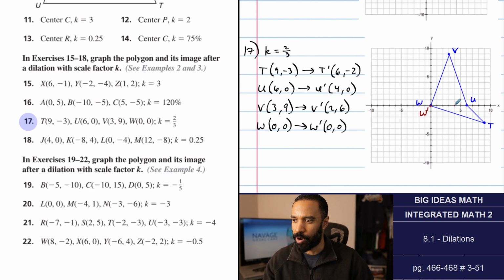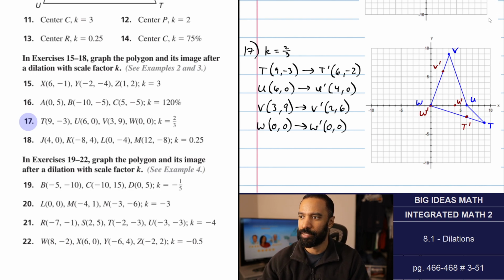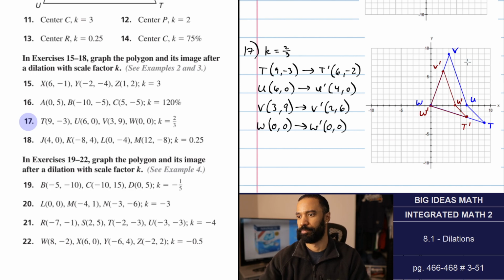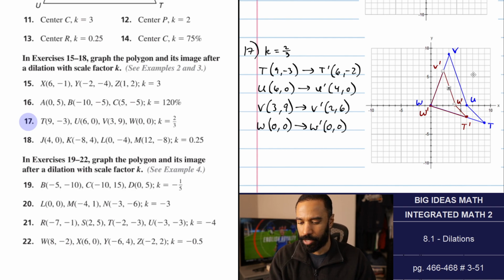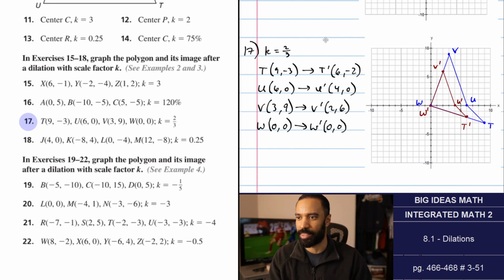U prime is at 4, 0. V prime is at 2, 6. And once again, it's going to be on this line. If W is the center with W prime, things are going to be on that line, which is nice. T prime is at 6, negative 2. Kind of confirms that you got things right when you did it, if you did it right. So there are these guys here when I connect the dots. And there you have it. Right? So that is the reduction of these ones here. Seems accurate to me. Hope you guys got the same.